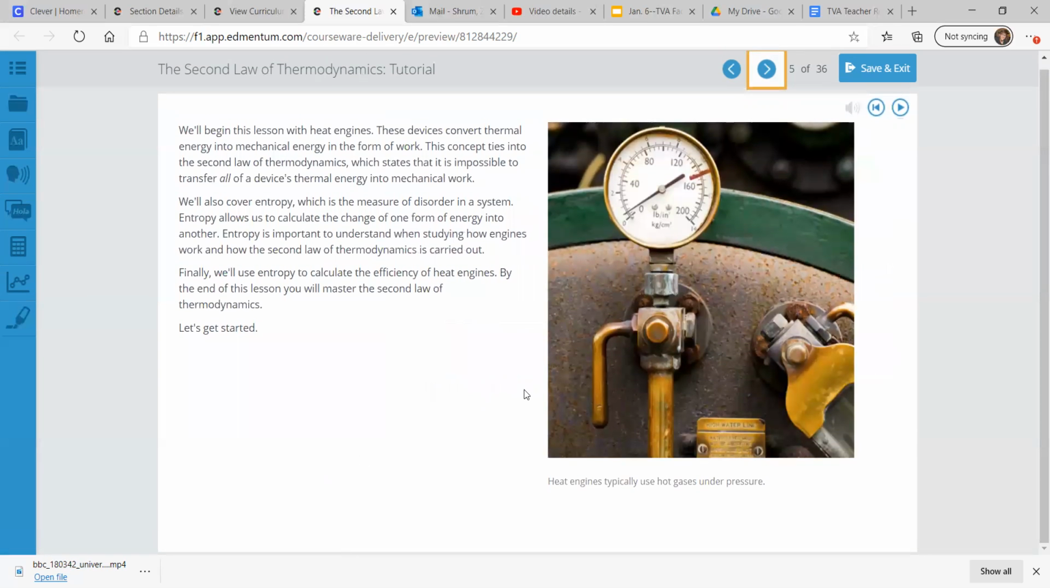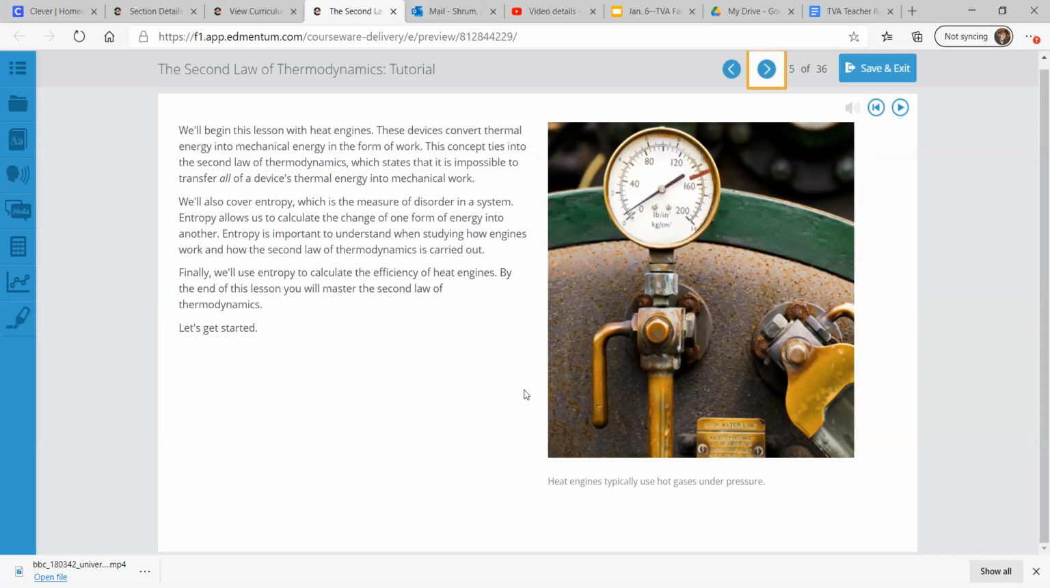But we'll begin this lesson with heat engines. Heat engines are devices that convert thermal energy, heat energy, think of that, into mechanical energy in the form of work. This concept ties into the second law of thermo, which states that it is impossible to transfer all of a device's thermal energy into mechanical work. You can't transfer all of the energy over into work. Nothing is 100% efficient like that. You're always going to lose some of that energy.